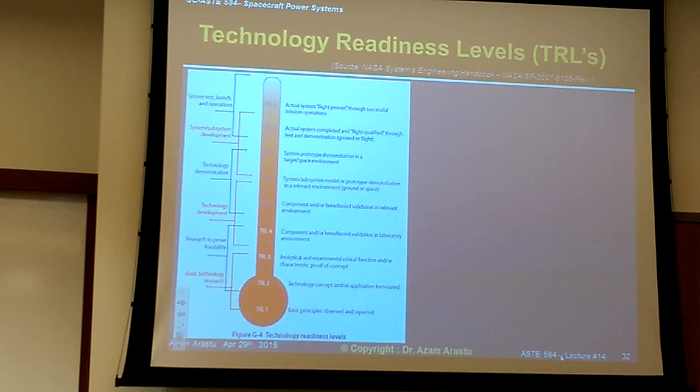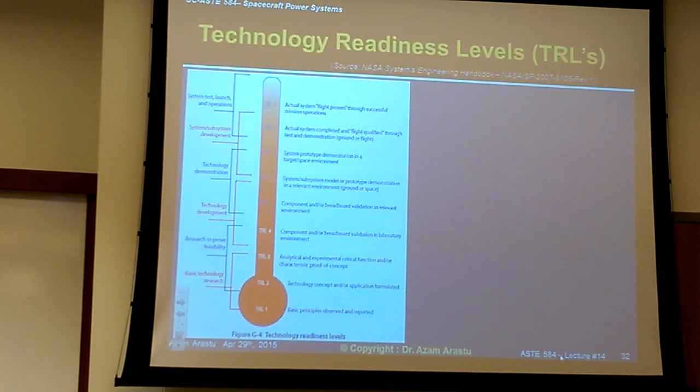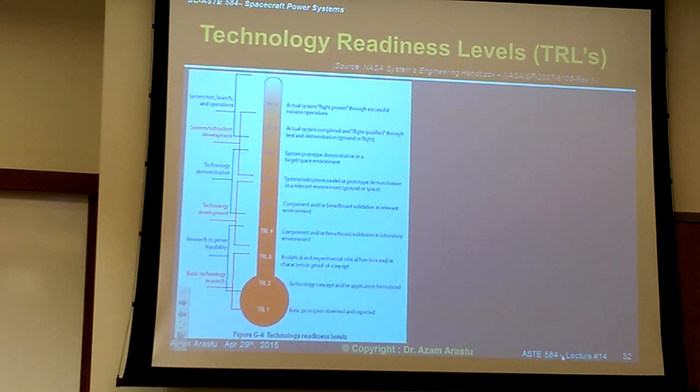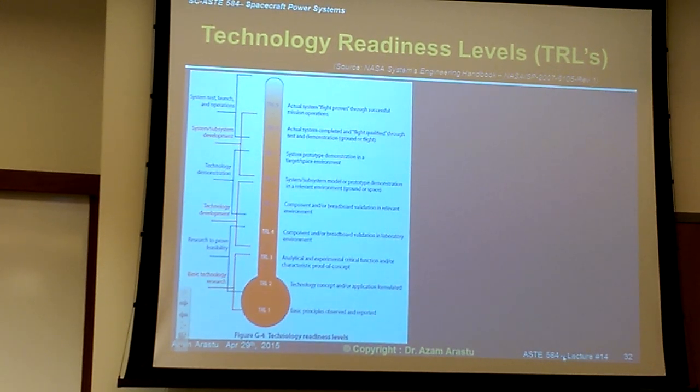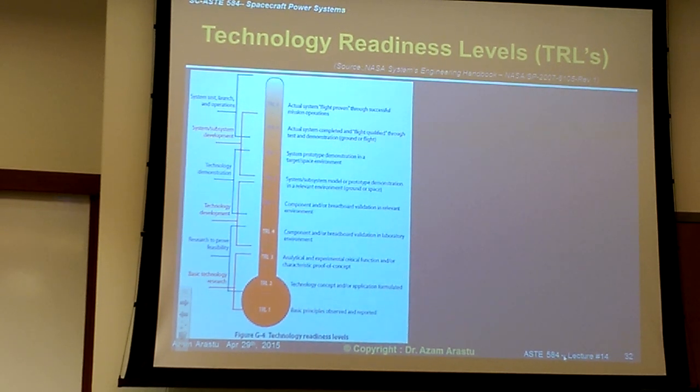So it's very low risk. As I go down, that's why I put in the red thing. As you go down, it becomes red and redder. The lower the TRL, the more risky it is, which means you need more margin. And again, for most spacecraft, you wouldn't even consider putting anything in a spacecraft unless you've demonstrated TRL 6.